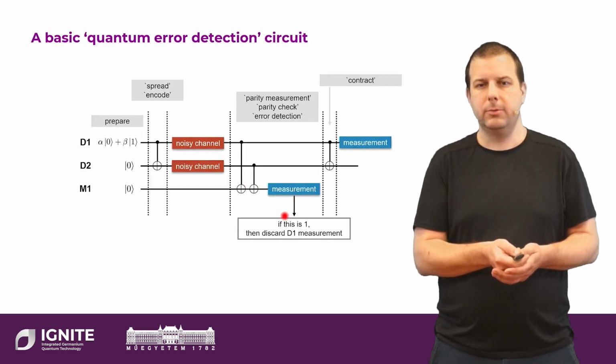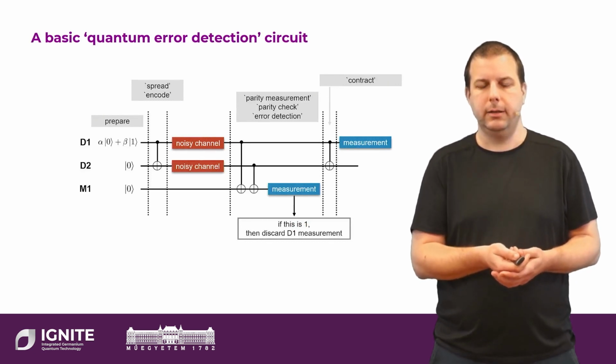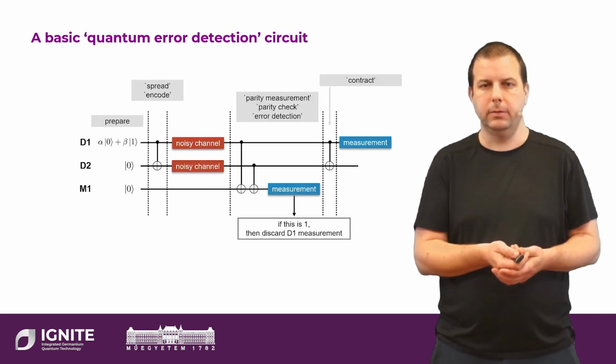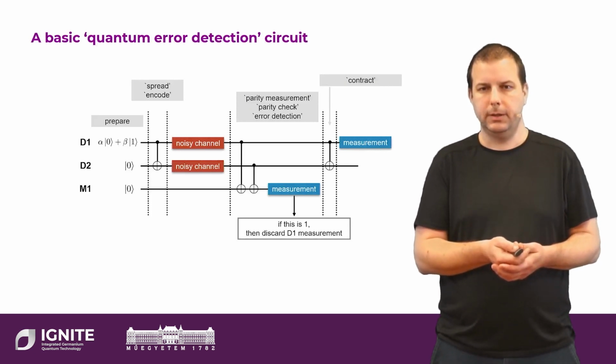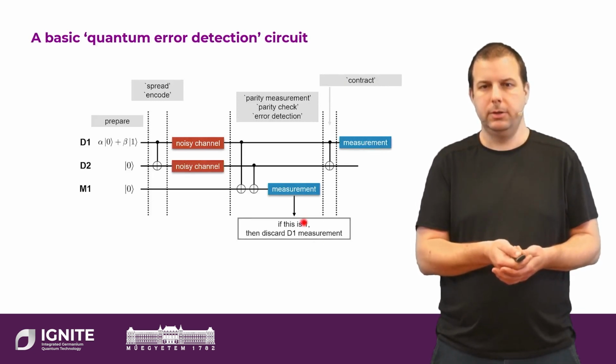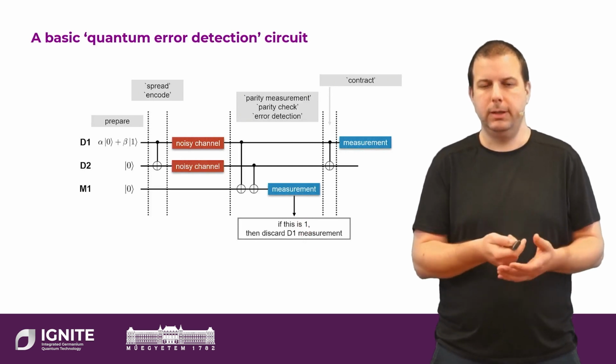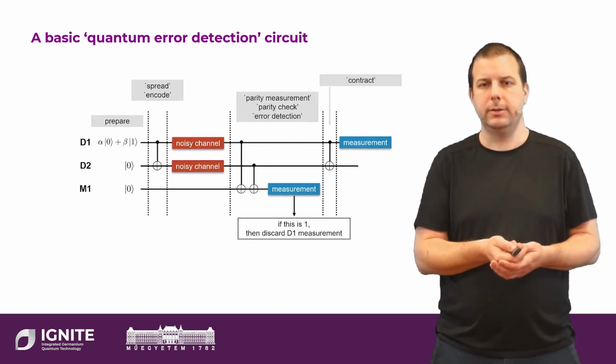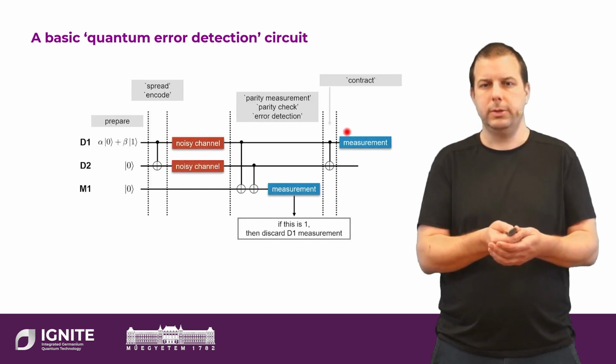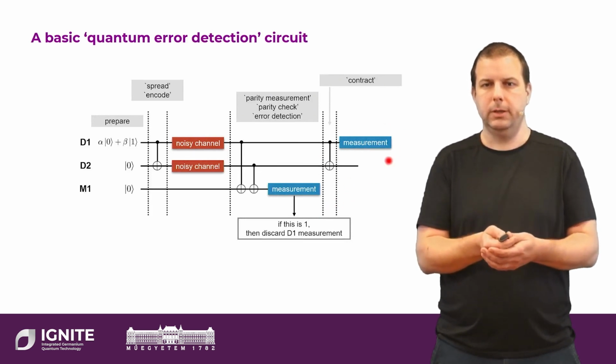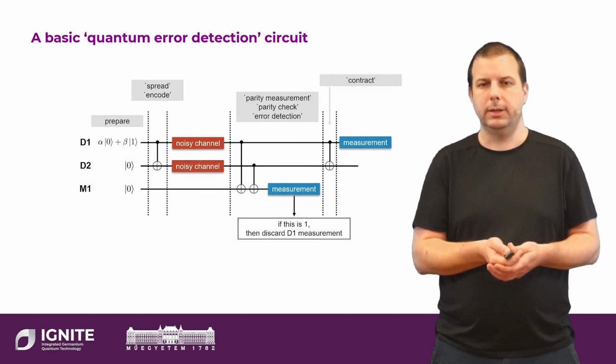And then if this measurement finds out that the joint parity was 1, then we simply discard this run, because we know that then a bit flip happened in one of the channels. Otherwise, if this is 0, that's a sign that with a high probability there was no error happening in the channels, and in that case we can close this circuit with a measurement of the data.